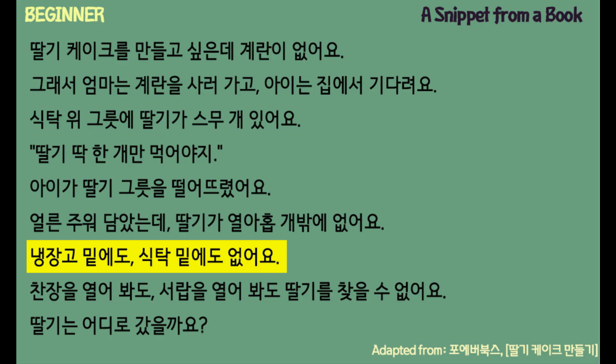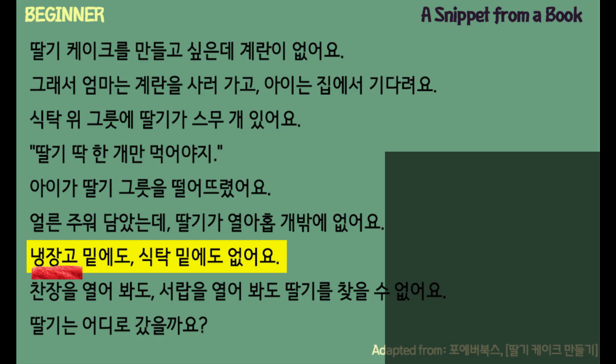냉장고 밑에도 식탁 밑에도 없어요. 냉장고 means refrigerator and 밑 means under, underneath. 식탁 again means dining table, and we see the particle 도 which means also or too. Because the child is searching everywhere, this 도 can also carry the nuance of even. It highlights that the strawberry isn't even in these hidden places.